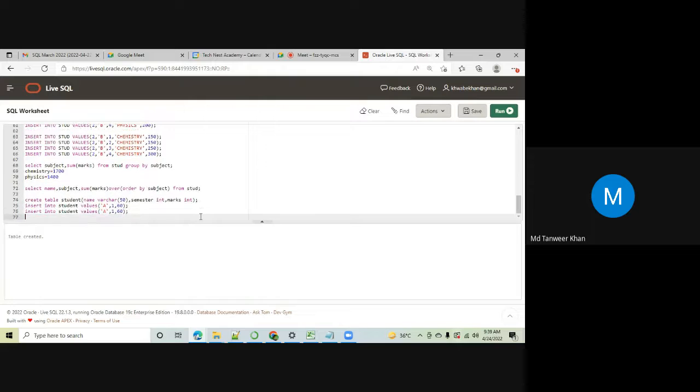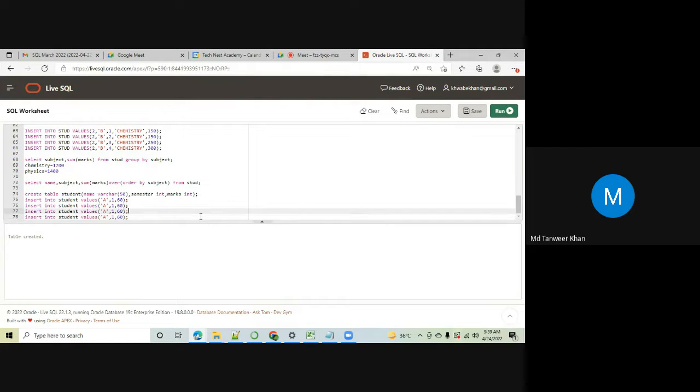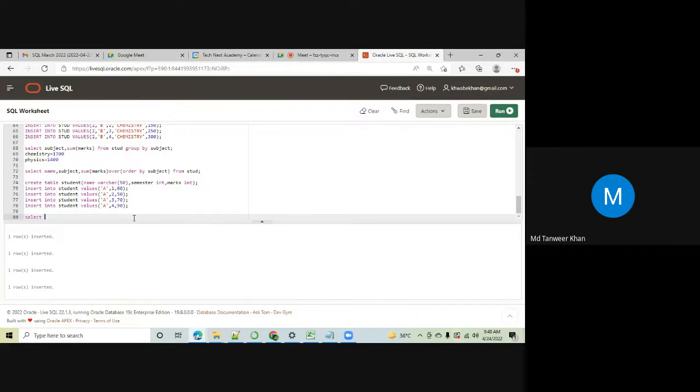Then second semester, third semester, fourth semester. 50 master score. Fourth semester marks, 80 marks. Okay. So this is the data. Let's try to understand from this simple data I have created, so that first of all we understand the concept and then we can do the complicated part. So this is the data, guys.